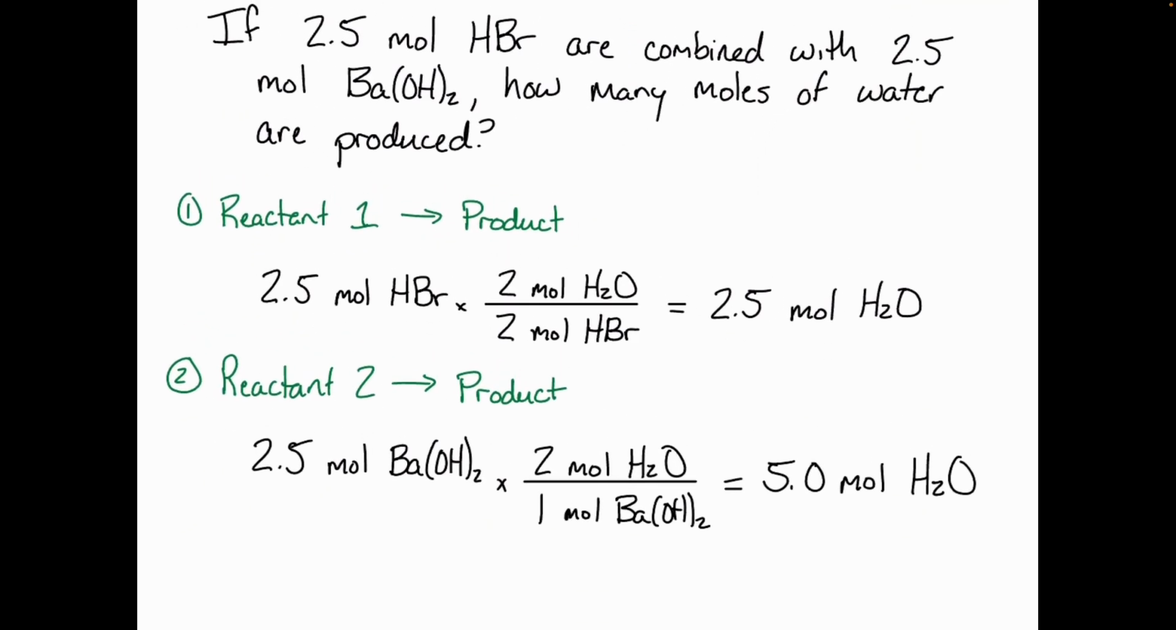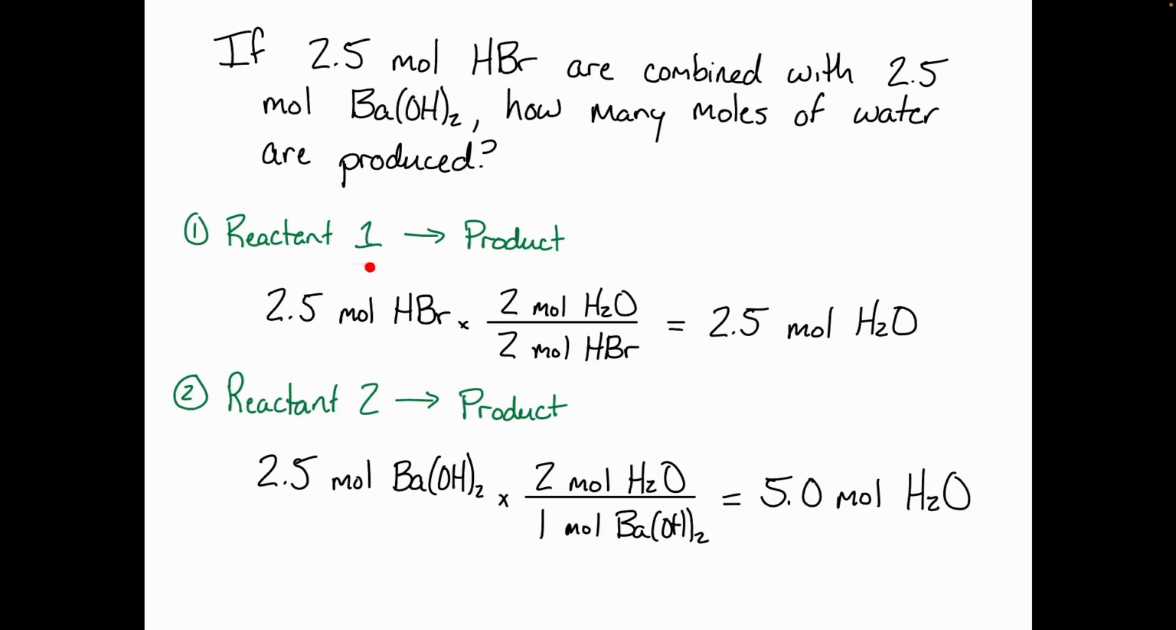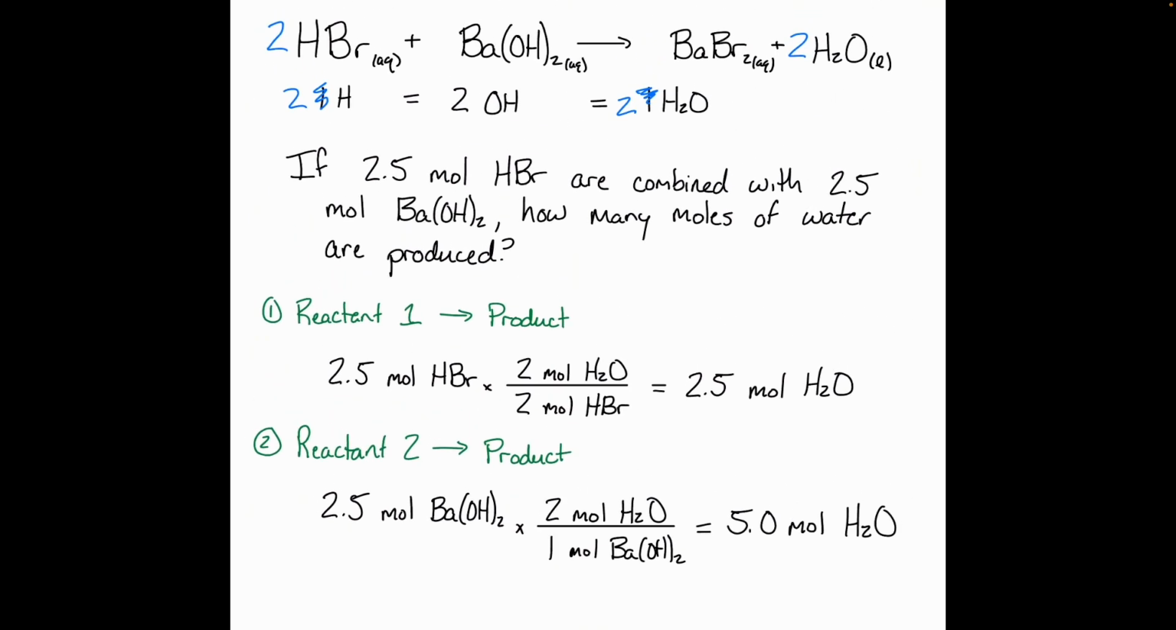So now in my stoichiometry here, I'm going to first start with my first reactant, my moles of HBr, and convert that into product. So I use that stoichiometric ratio where 2 moles of HBr are consumed for every 2 moles of water produced, right? That's how I got that term there. Take my initial amount of HBr, multiply it by my stoichiometric ratio. This would tell me that if my 2.5 moles of HBr were consumed, I would get a total of 2.5 moles of water as my product.